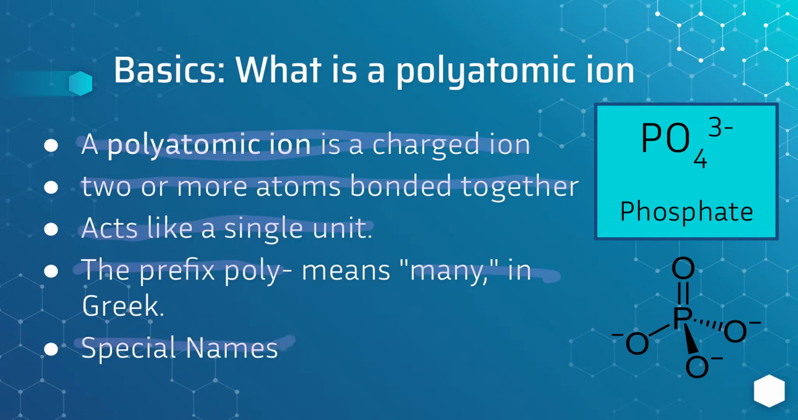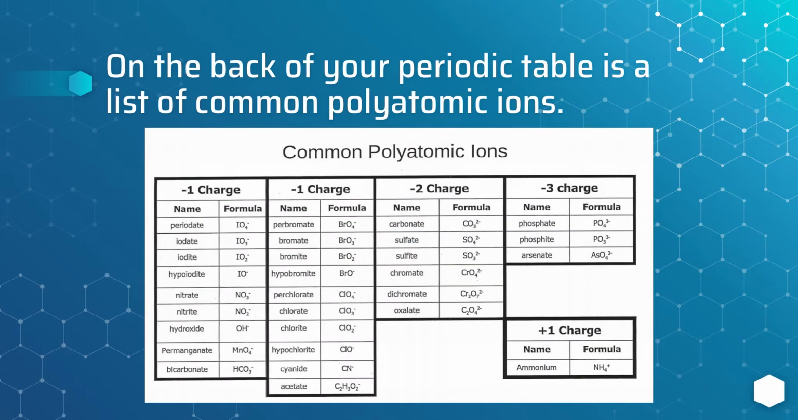They have special names. On the back of your periodic table, if you've gotten one in person, it has a list of common polyatomic ions. For those of you who don't, it's in the resources folder in Google Classroom. But here is a list of several common polyatomic ions and their overall charge. So you have net -1 charges, -2 charges, -3 charges, and they have one ion that has a +1 charge.